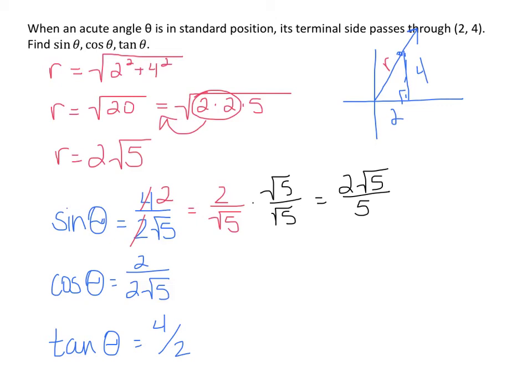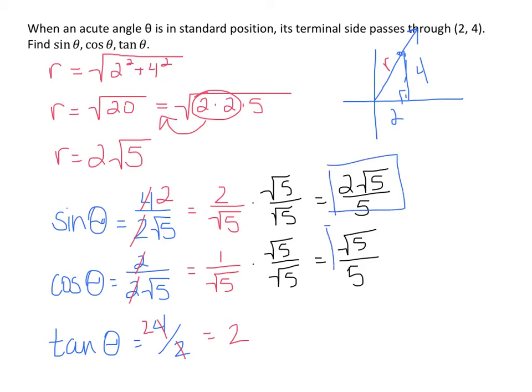For cosine, these 2's cancel, and you're left with 1 over the square root of 5. The same rule applies, so we're going to multiply by the square root of 5 over the square root of 5, and that's going to give us the square root of 5 over 5. And finally, we can reduce the tangent to 2. So those are our values for sine of theta, cosine of theta, tangent of theta.